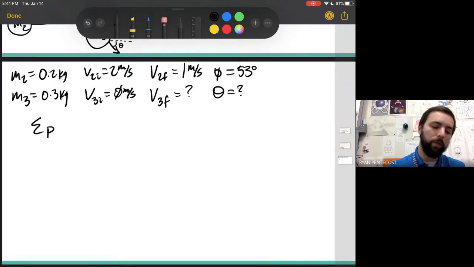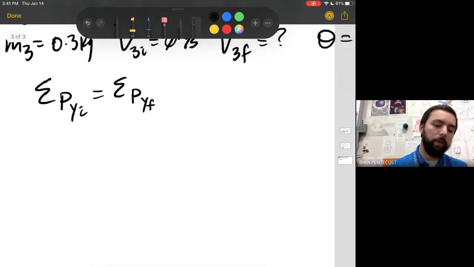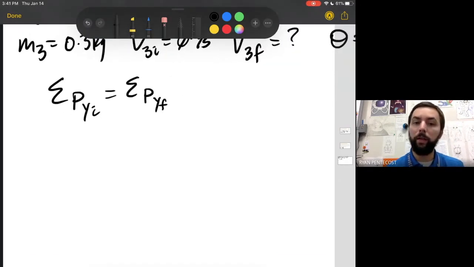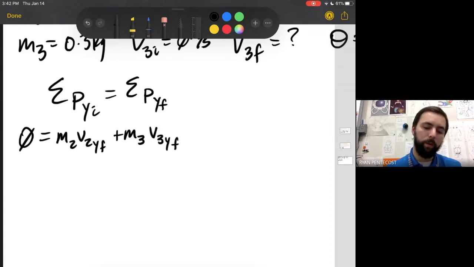So we'll do summation in the y first, just because I know it's going to be a little bit more simple because there is no momentum in the y to begin with, right? All velocities initially are either in the x-axis or 0. So we will start with 0, and then you get M2 V2y final plus M3 V3y final. But we want V3y final because we can already figure out V2y final.